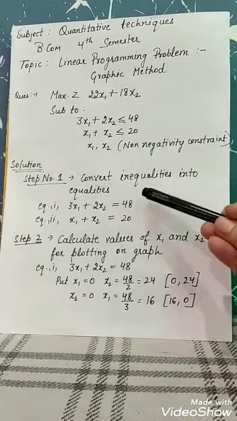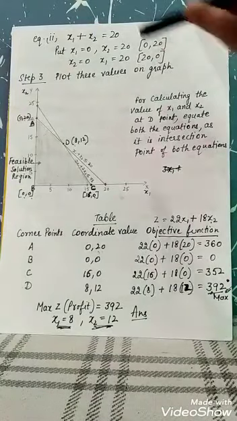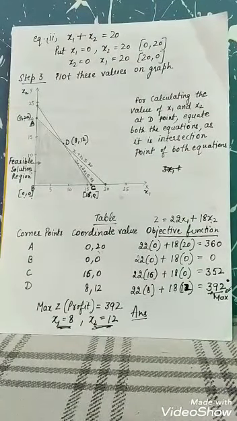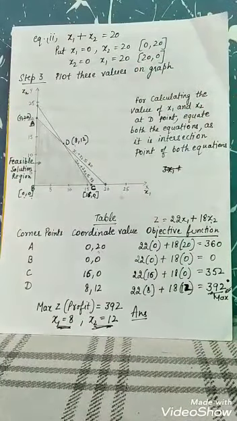So we solved the first equation, and in the same manner we can solve the second equation, that is x1 + x2 = 20, where x1 is equal to 0, x2 is equal to 20 and x2 is equal to 0 and x1 is equal to 20. So our coordinate points are (0, 20) and (20, 0). Now our equation work is done. Now we can plot these values on graph. This is our step number 3.